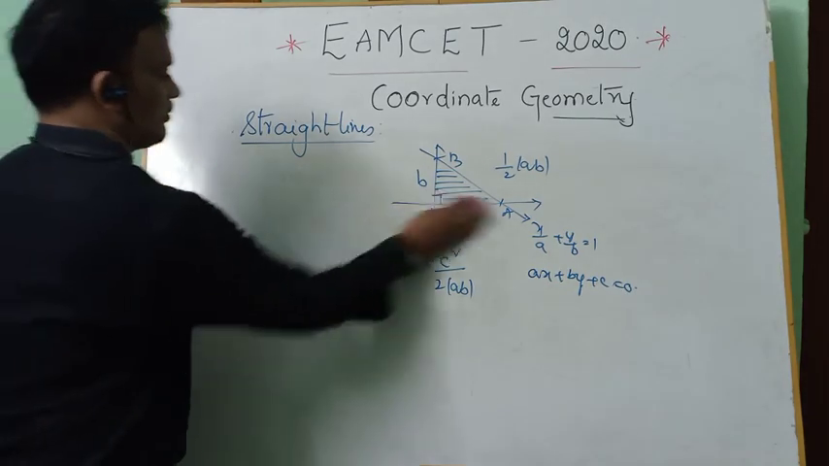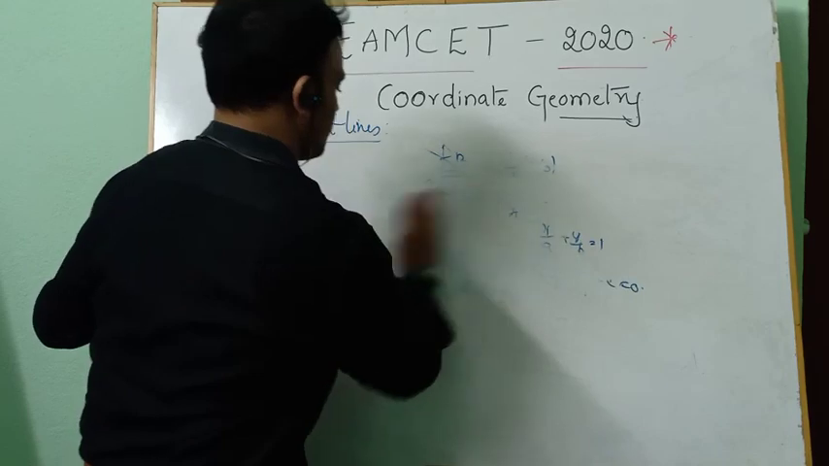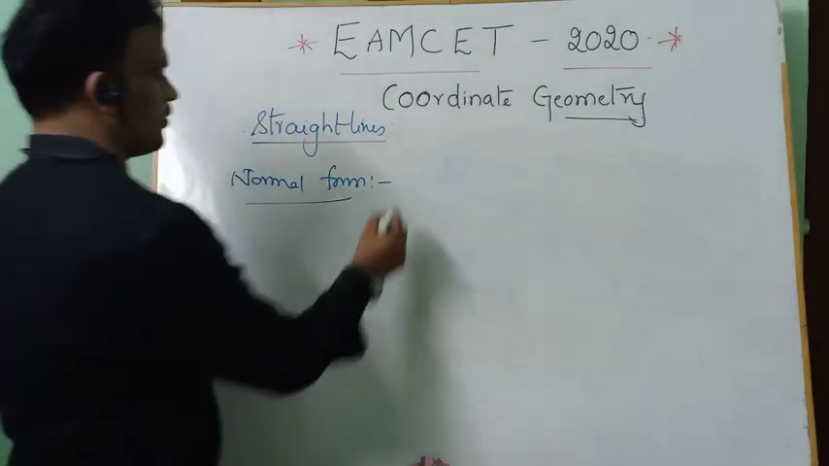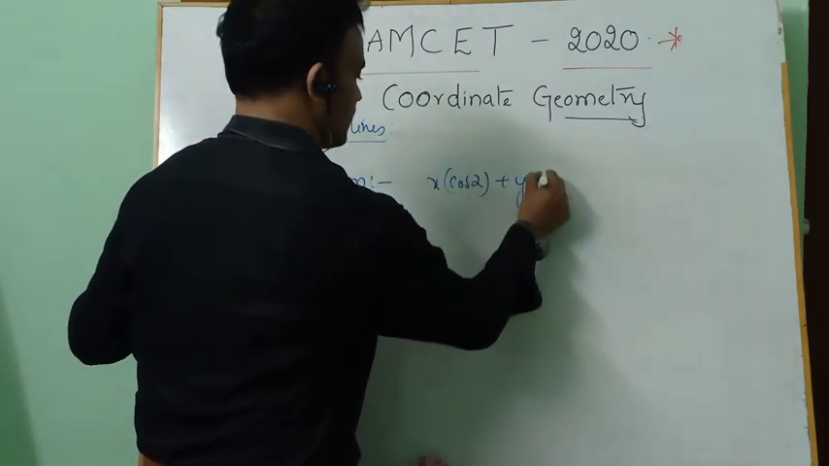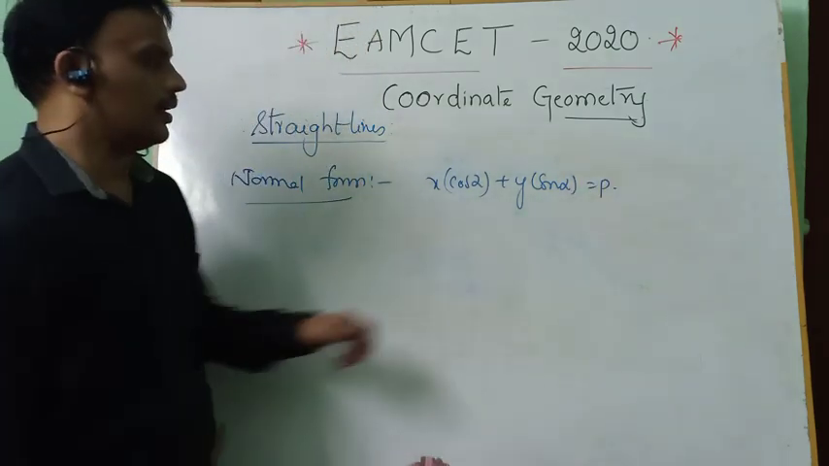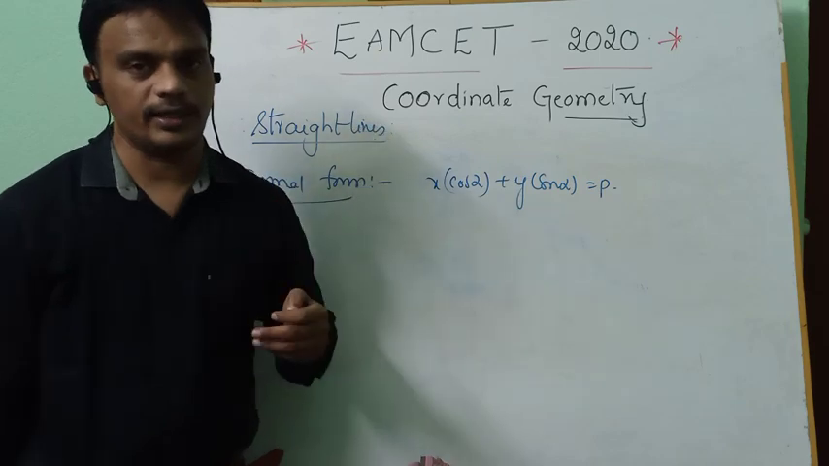And especially I am going to focus on the normal form of a line, and the parametric form. Let us see what they are. Normal form of a line: what is the normal form of a line? x cos alpha plus y sin alpha equals p, where p is the perpendicular distance from the origin and alpha is the angle made by the perpendicular line.